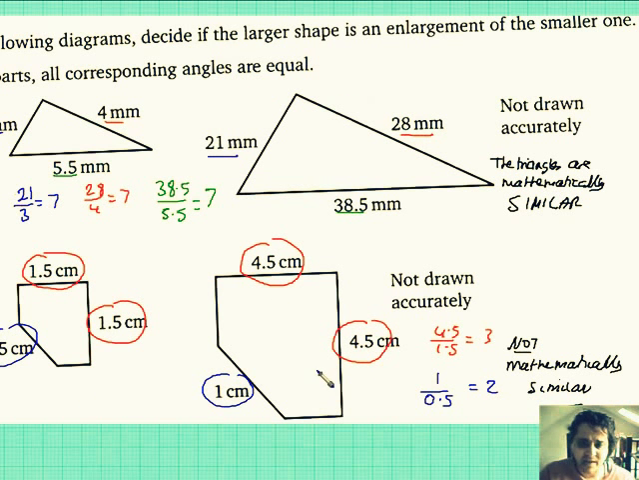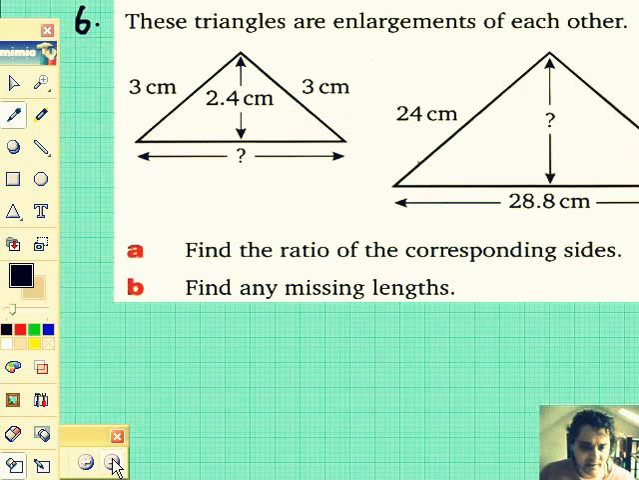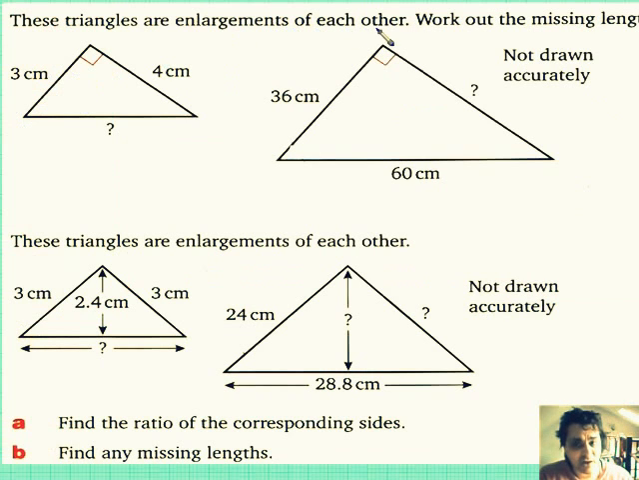Meaning that this shape here is not an enlargement of this shape here at all. All the corresponding sides have to match by the same ratio, and failing that, we're wrong. Now, what's happening in question 5? These triangles are enlargements of each other. Work out the missing lengths.